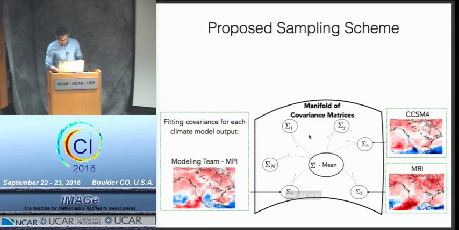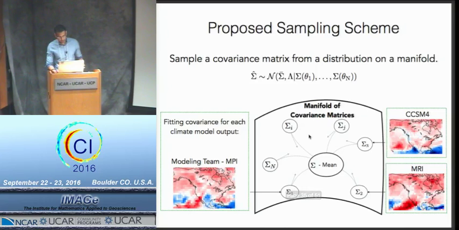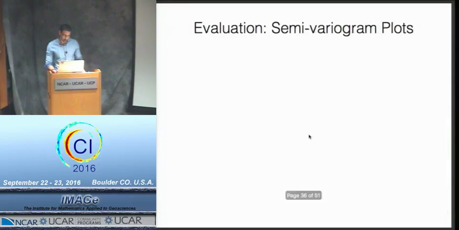Additionally, because we have this manifold of covariance matrices, we can leverage many of the recent advances in the field of information geometry to sample a new covariance matrix from the distribution of covariance matrices. To diagnose this sample, we use a standard technique in the geospatial literature, which is the semi-variogram plots, which gives a good intuition of how these parameters visually look.